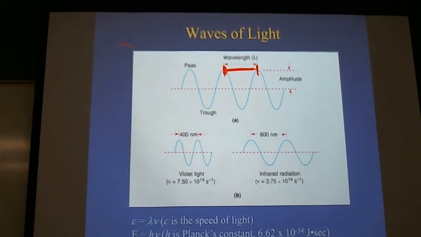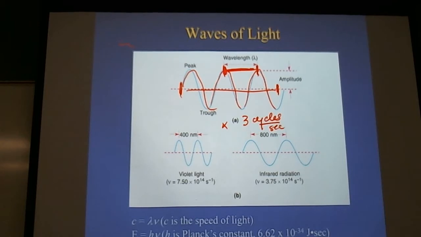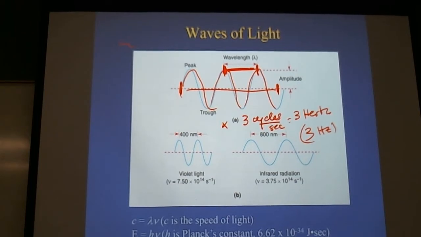If I stand here and I watch how many cycles go by me per second, let's say this is 1 second, okay? So I had 3 cycles per second, right? That is a frequency. So 3 cycles per second, I can also say 3 hertz, okay? That is a unit that we use for frequency.